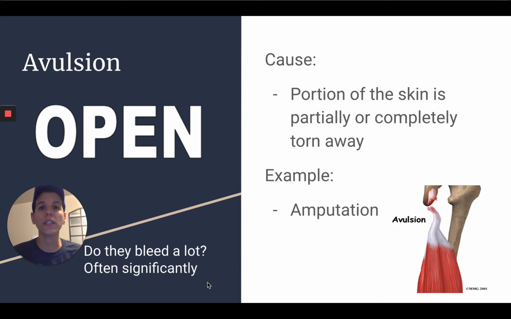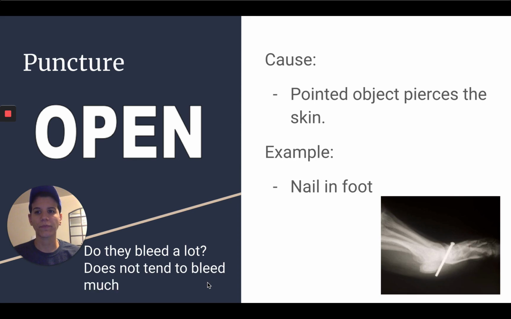An avulsion is another type of open wound. It occurs when a portion of the skin is partially or completely torn right off. An example would be an amputation, and there's often a significant amount of bleeding, lots of bleeding.